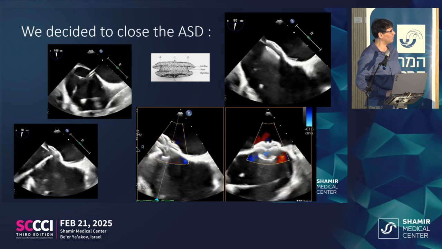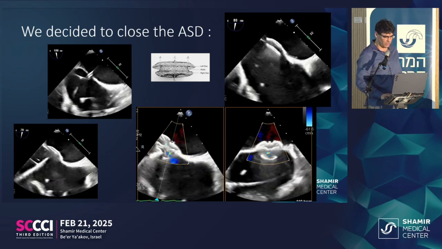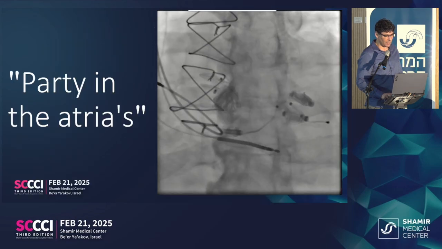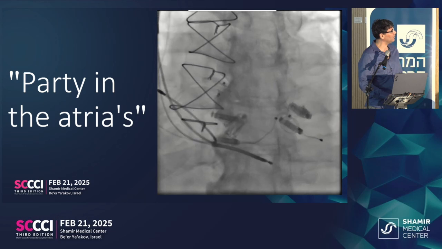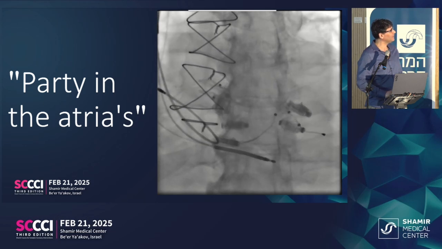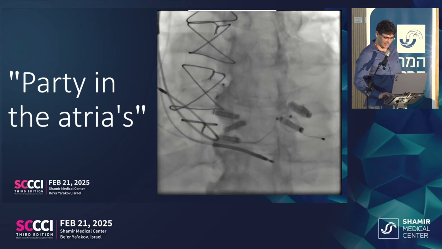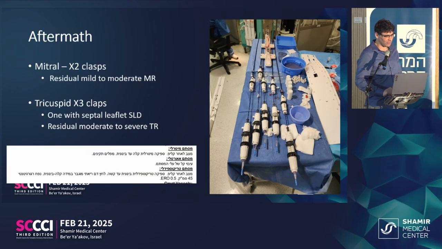You can see here the closure procedure. And this is the final image, as you can see, with the ASD, with the jumping clasp. So, just to say the aftermath. Mitral: 2 clasps with a residual mild to moderate MR. Tricuspid: 3 clasps with 1 septal leaflet SLD, but residual moderate to severe TR, and a long time in the cath lab.